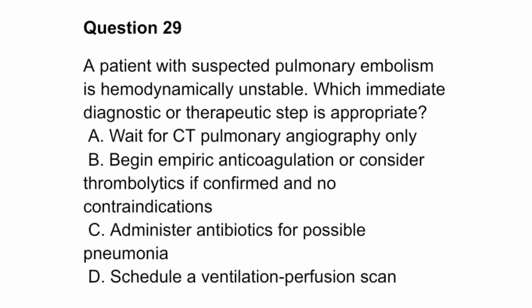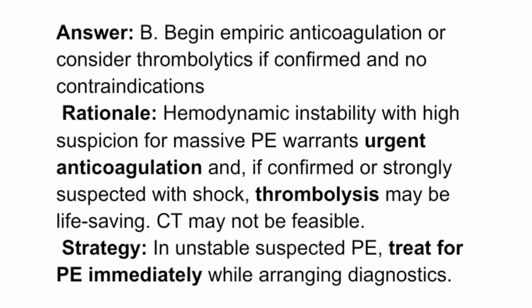Question 29. A patient with suspected pulmonary embolism is hemodynamically unstable. Which immediate diagnostic or therapeutic step is appropriate? A. Wait for CT pulmonary angiography only. B. Begin empiric anticoagulation or consider thrombolytics if confirmed and no contraindications. C. Administer antibiotics for possible pneumonia. D. Schedule a ventilation perfusion scan. Answer: B. Begin empiric anticoagulation or consider thrombolytics if confirmed and no contraindications.